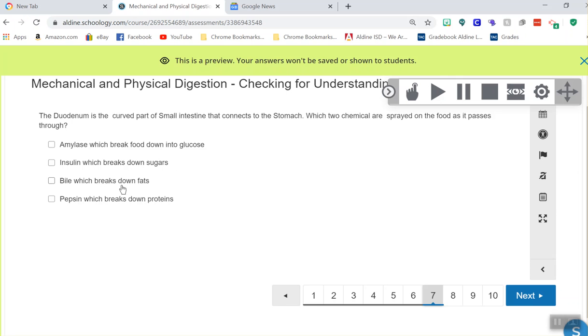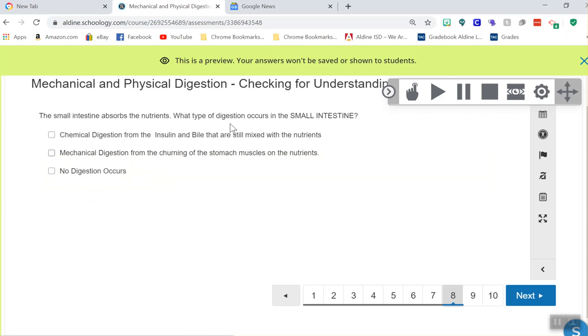And then bile, which breaks down the fat. Yes, your gallbladder has a tube also in the same area, the duodenum, and shoots on the food as it passes by, breaking down the fats. All right, pepsin, no. Pepsin's in the stomach, but not in the duodenum. So that's going to be our 2 answers.